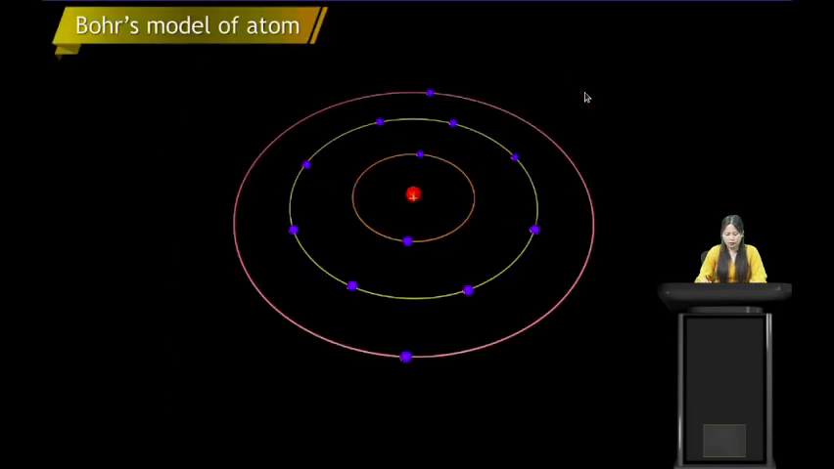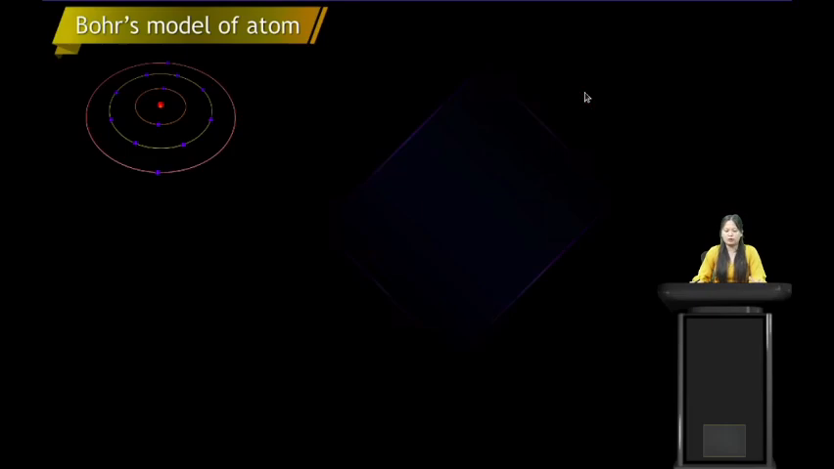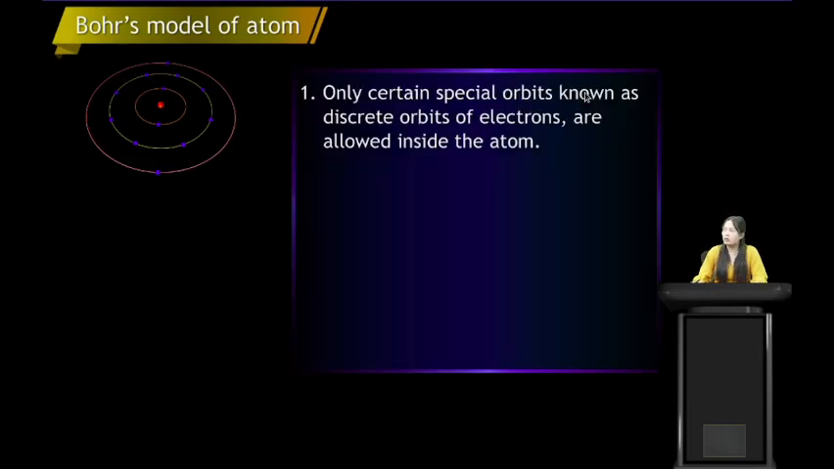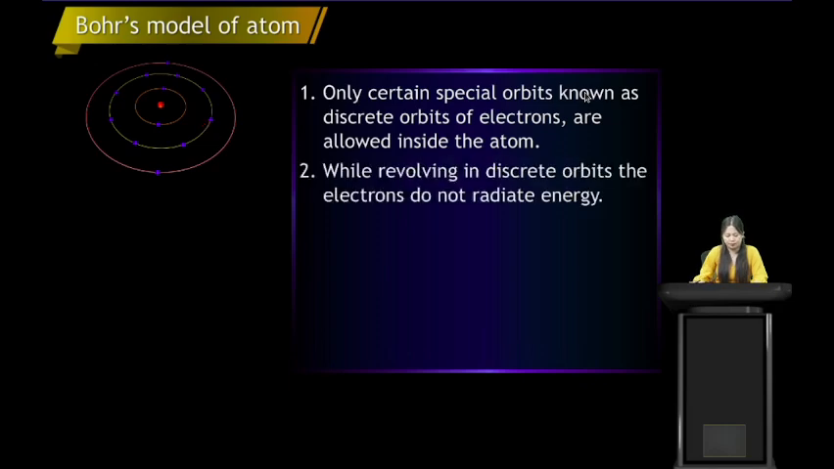Now, Bohr's model of the atom. According to Bohr's model, only certain special orbits, known as discrete orbits, of electrons are allowed inside the atom. We have these different levels here. Between these also we have some space, but revolving of electrons around the nucleus in this space is not allowed. So only certain special orbits known as discrete orbits are allowed inside the atom.